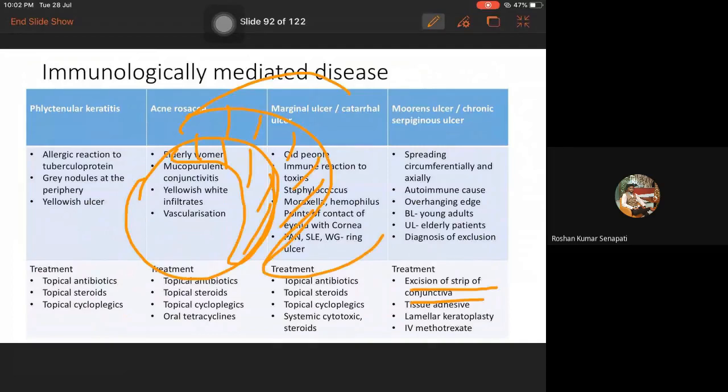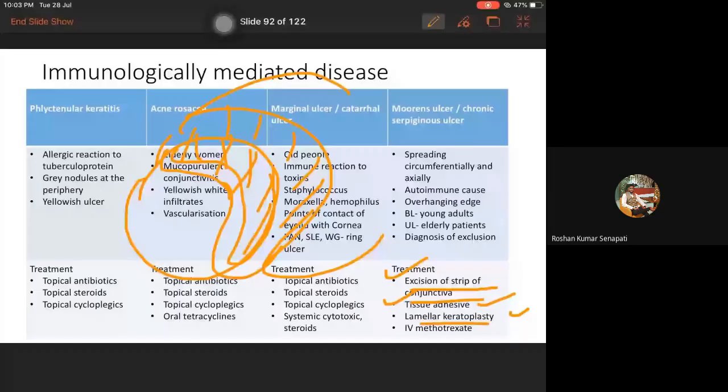The second technique is, suppose it ulcerates, then you can apply the tissue adhesive, or, because it's only lamellar involvement, just take out this part and apply the donor cornea, that is a lamellar keratoplasty. And because it's an autoimmune disease, you need to suppress the immunity by giving IV immunosuppressants. That you have to keep in mind.